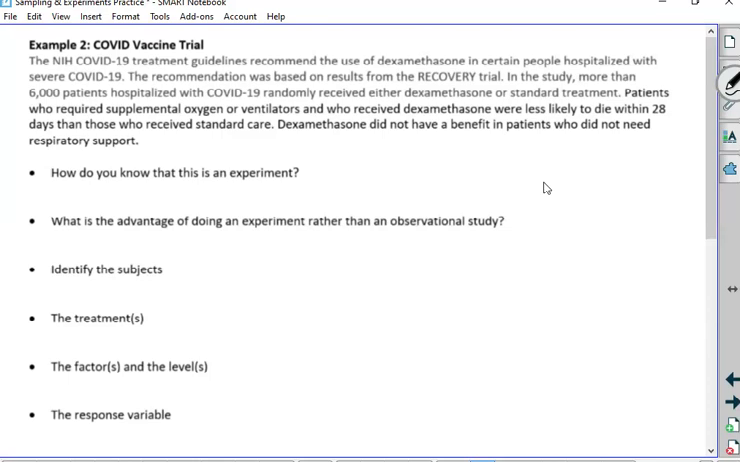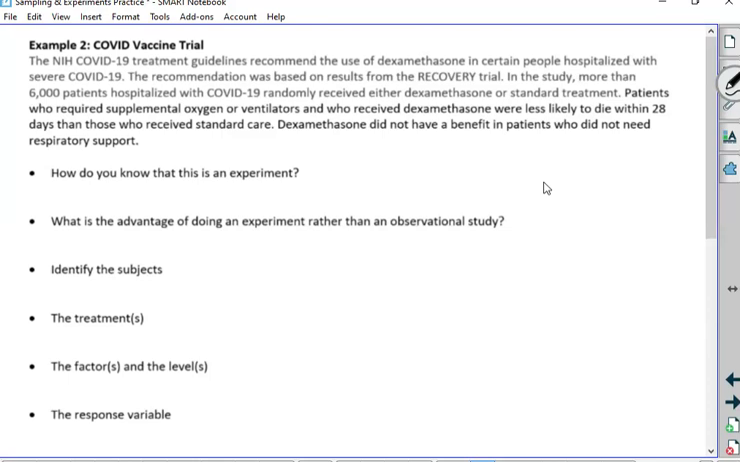The NIH COVID-19 treatment guidelines recommend the use of dexamethasone in certain people hospitalized with severe COVID-19. The recommendation was based on results from the recovery trial. In the study, more than 6,000 patients hospitalized with COVID-19 randomly received either dexamethasone or standard treatment. Patients who required supplemental oxygen or ventilators and who received dexamethasone were less likely to die within 28 days than those who received standard care. Dexamethasone did not have a benefit to patients who did not need respiratory support. So this actually gives the results of their test.